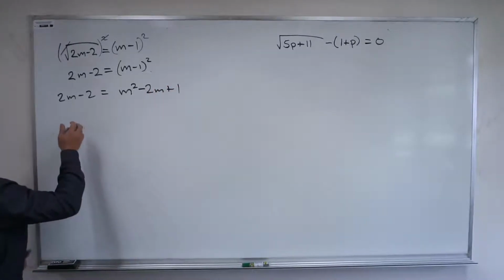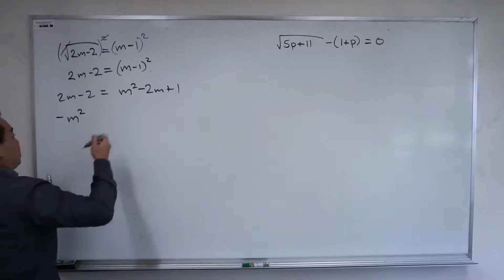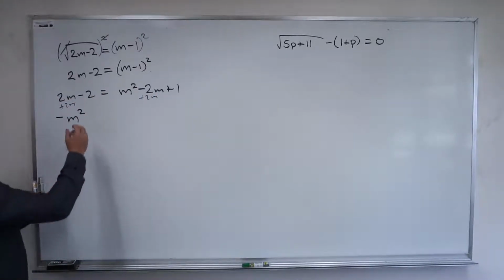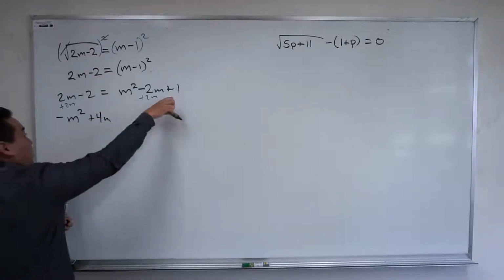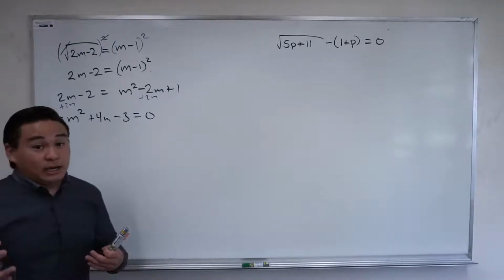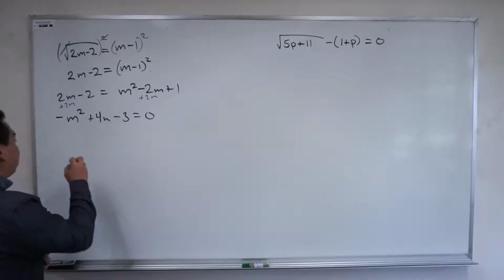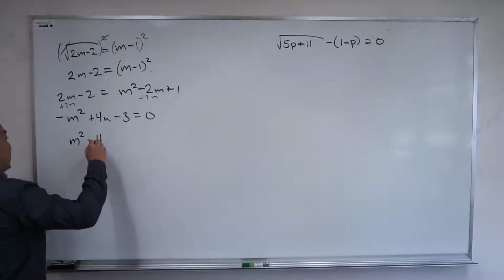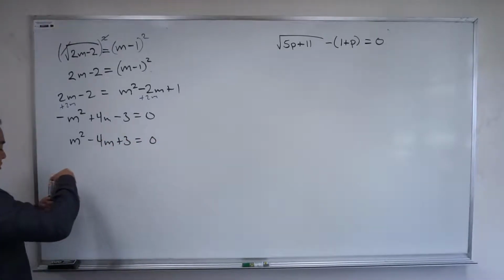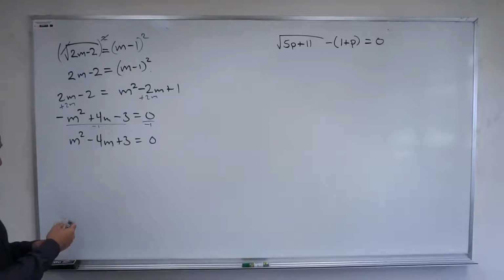And then bring everything over to the left, negative m squared. If I add 2m to both sides, you get 4m. And then subtract 1 to both sides, you get minus 3. So now remember, when you have a negative in the front of the square, it's not very easy to factor. So let's go ahead and get rid of that by changing the signs. And what I really did here is I divided both sides by negative 1. And then go ahead and factor.